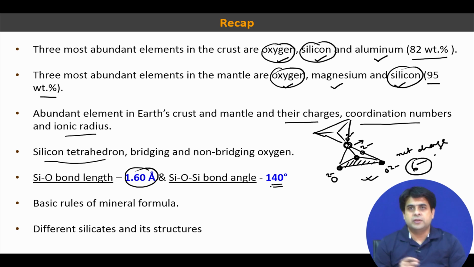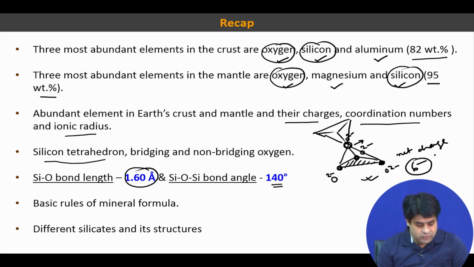We also discussed how to write down the mineral formula, and we discussed different types of silicate structures, such as disilicate, inosilicate, and other silicates, what their structures are, and what minerals can be present in these kinds of structures.